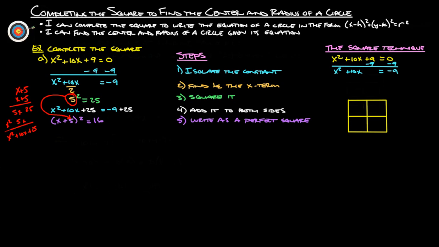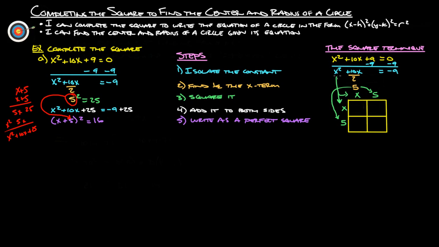What you're going to do is we have x² + 10x + 9 = 0, and we do the same first step, isolate the constant. Then we still do the same second step, find half the x term, which is 5. Then we take this 5 and put it here and here. Whatever half that x term is goes here. If this is a negative 10, this would be negative 5 and negative 5.